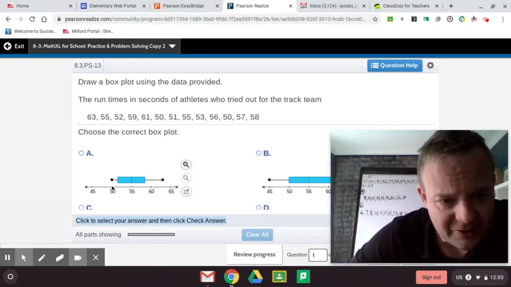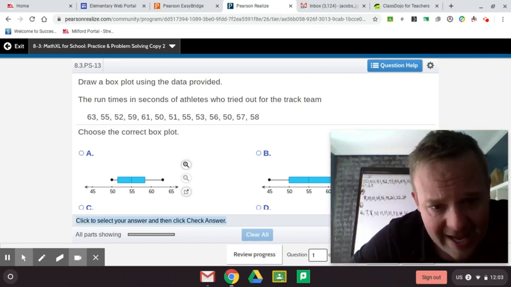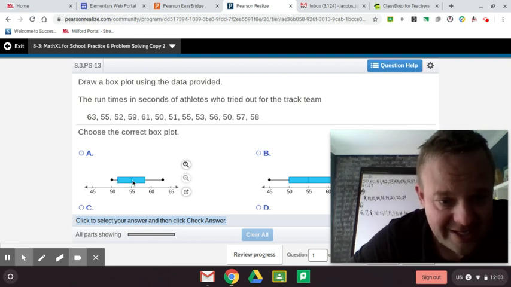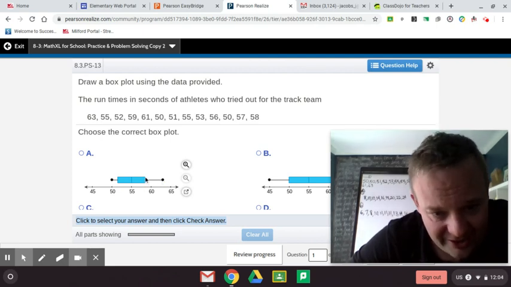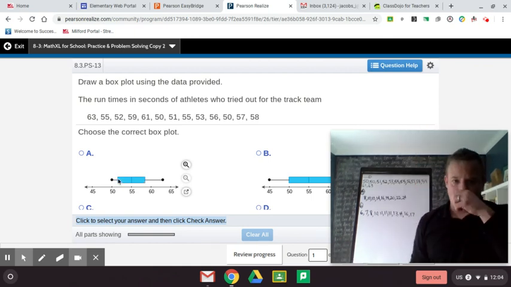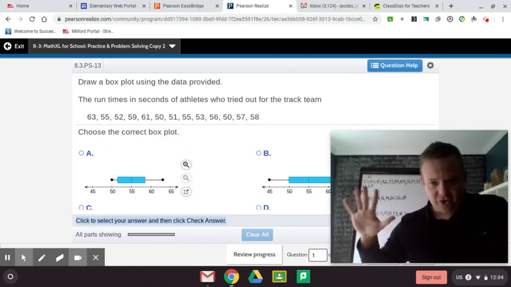So in a box plot, let's just review. This is the minimum. You need the 5 boundary values. So the minimum, the lower quartile or the first quartile, the median, this is the median, is 55, the upper quartile or third quartile, and the maximum. To find the interquartile range, it is the third quartile minus the first quartile. So remember all that, and you should be good.